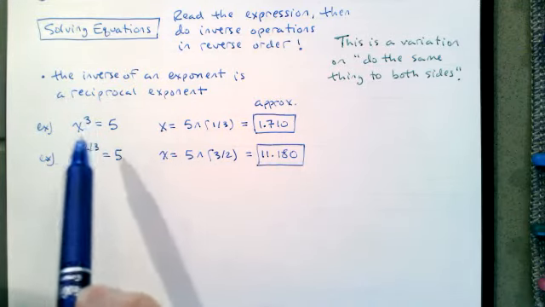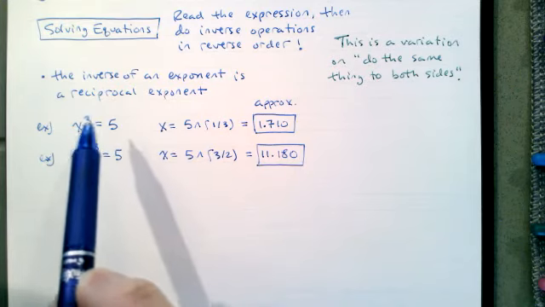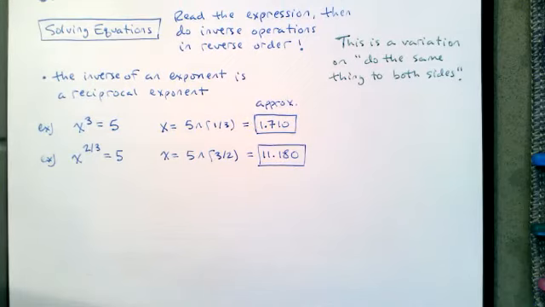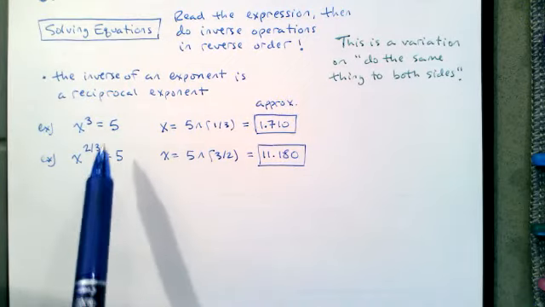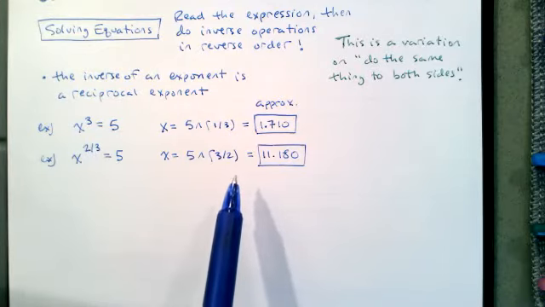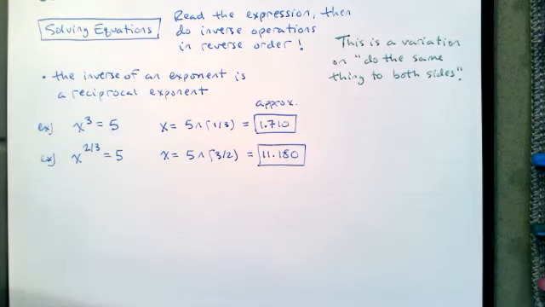So if we have x to the third, then to undo this exponent, we use a reciprocal exponent, 1/3. If x is to the 2/3, then we use a reciprocal exponent, 5 to the 3/2. We just grab the calculator and ask the calculator for an approximation. So let's move on to number 2 thing.